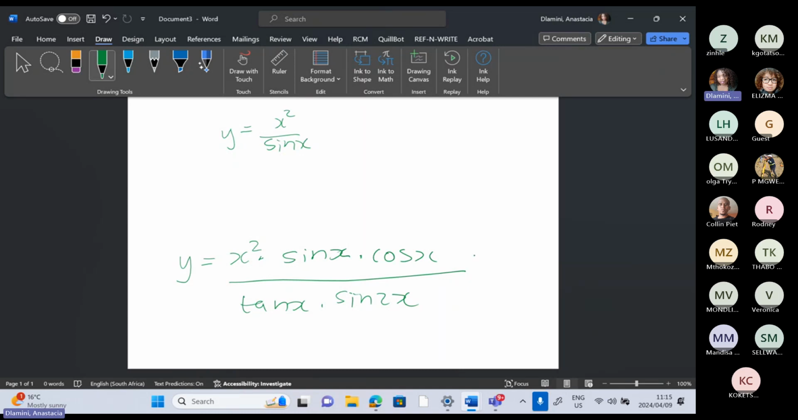Is this easy to differentiate? Which one is easy to differentiate, number one or number two, using the quotient rule? Number one. Guys, which one is easy to differentiate? Do you see that? Now with number two, it's not impossible to differentiate.